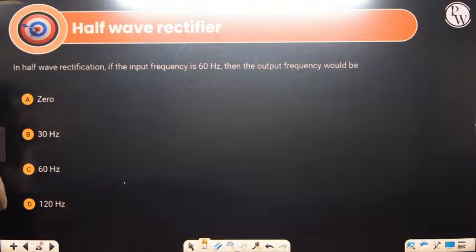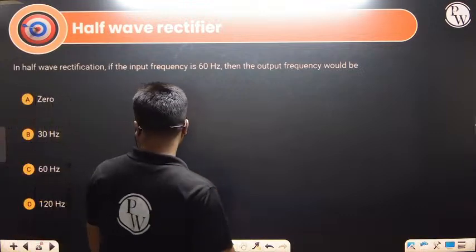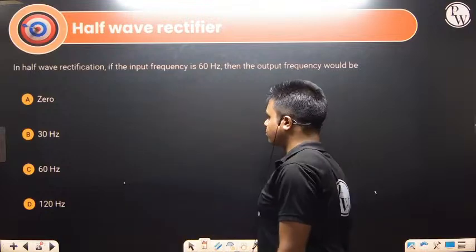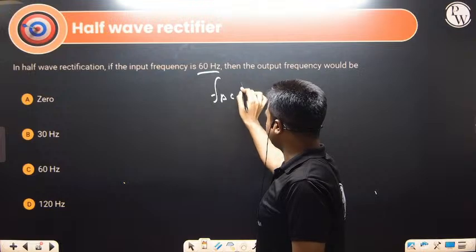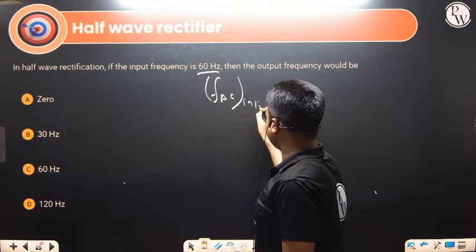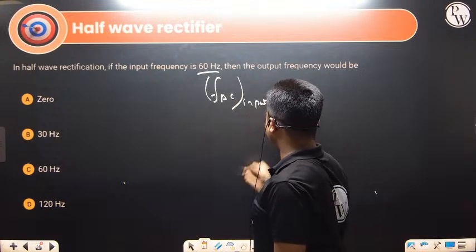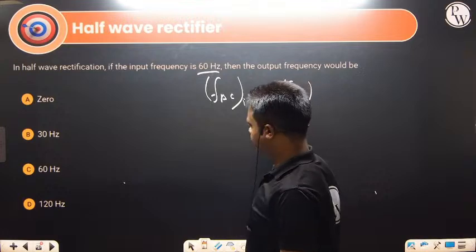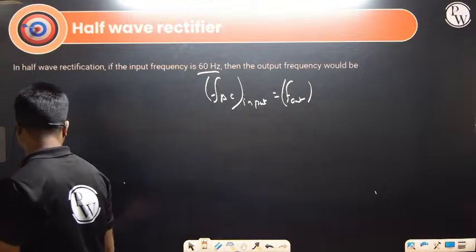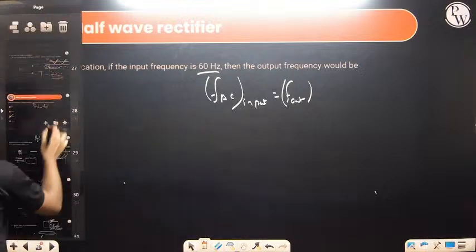In half wave rectification, if the input frequency is 60 Hz, then the output frequency would be given by the input frequency: 60 Hz. I told you, in half wave rectification, whatever the frequency of the AC input, it will be equal to the frequency of the output. So for a half wave rectifier, that is how much? 60 Hz, right?